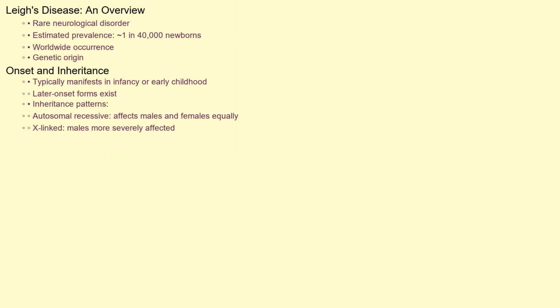Leigh's disease is a rare disorder. Its exact prevalence is difficult to determine, but estimates suggest it affects approximately 1 in 40,000 newborns. Because it's a genetic disorder, it can occur in any population worldwide. The disease typically manifests in infancy or early childhood, although later onset forms have been described. It affects males and females equally when the cause is autosomal recessive. When the cause is X-linked, males are more severely affected as they only have one X chromosome.